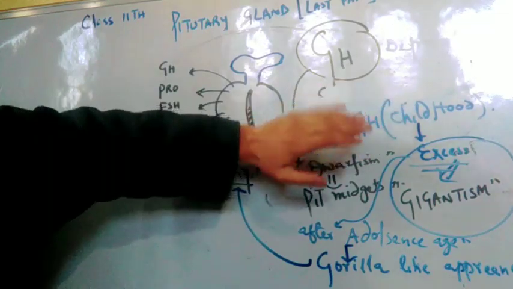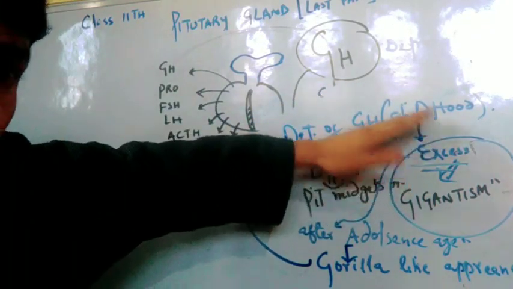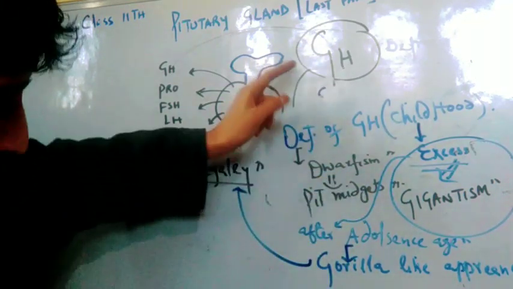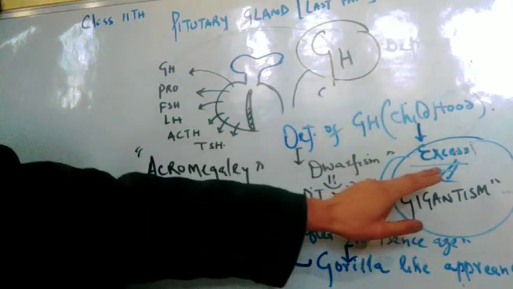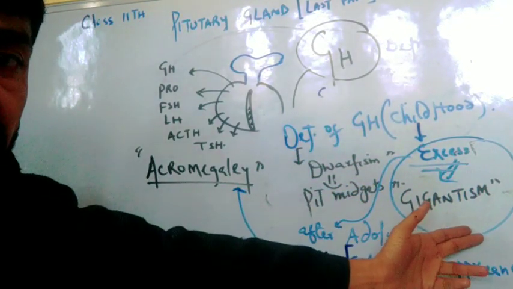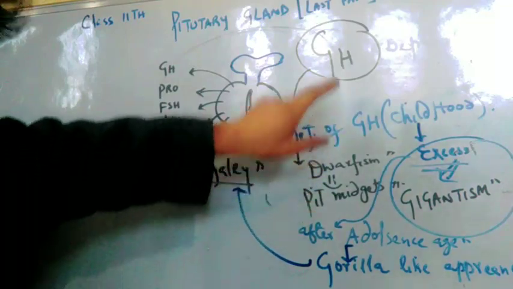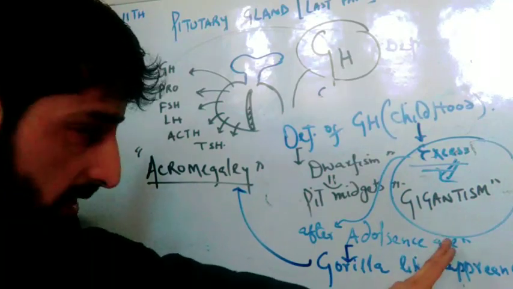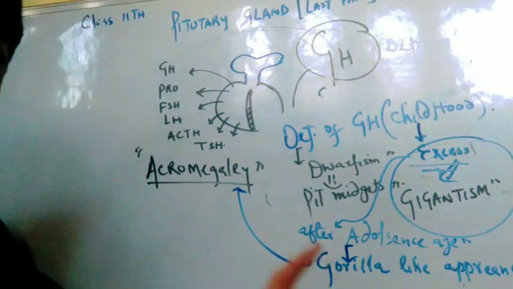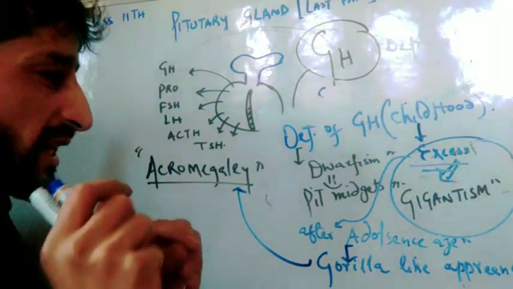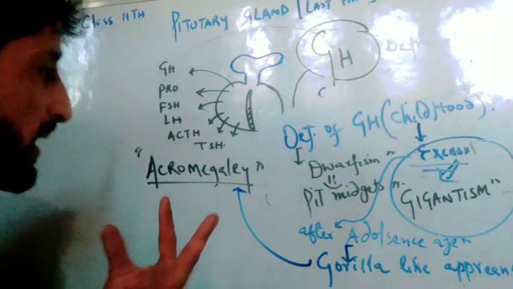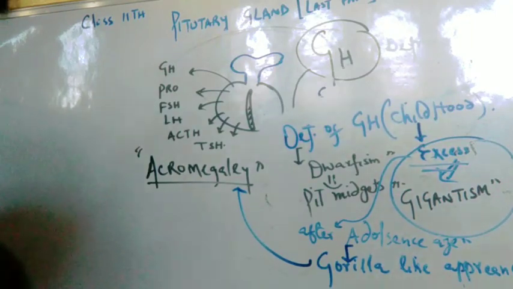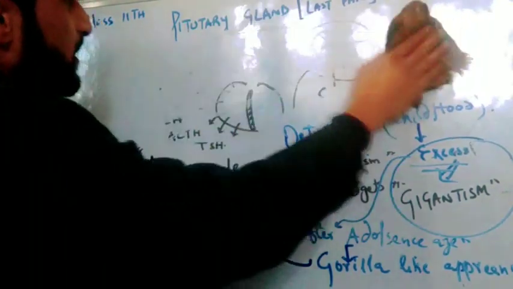Now the third point is that if there is deficiency of growth hormone from childhood, the person will suffer from dwarfism or pituitary midgets. If there is excess of growth hormone from childhood, the person will suffer from gigantism, tall stature. If there is excess of growth hormone after adolescence age, the person will show enlargement in the limbs, enlargement in the chin, and a gorilla-like appearance. This you call acromegaly. Hope you remember and recall all these terms.